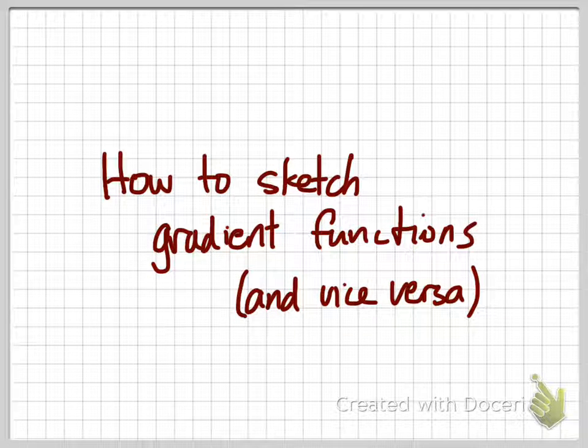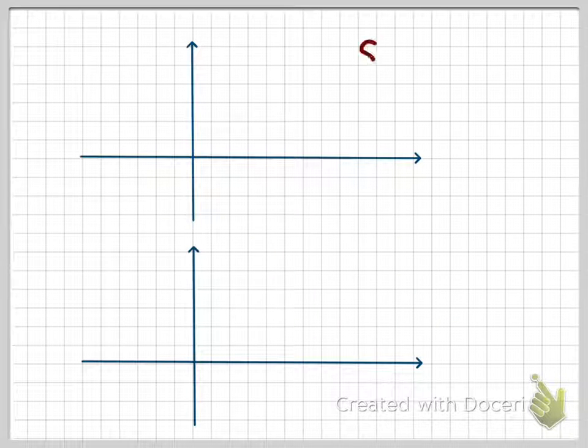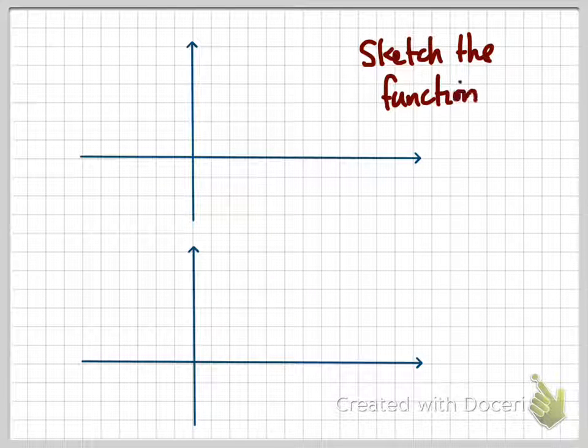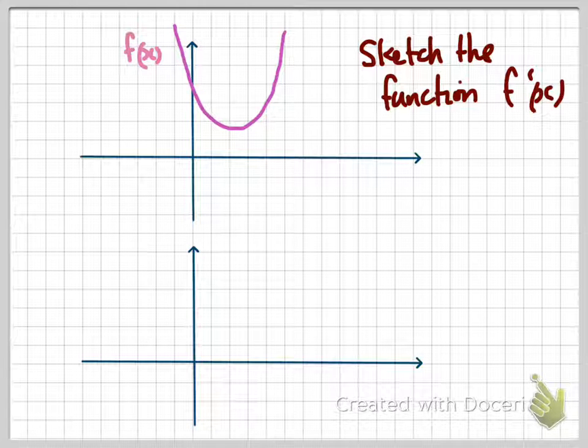Right, here we're going to learn how to sketch gradient functions and also do the vice versa. That's find the original function given the gradient one. It's actually quite easy. Just pay attention, look and learn. We'll sketch the function f dash x when you're given the original.